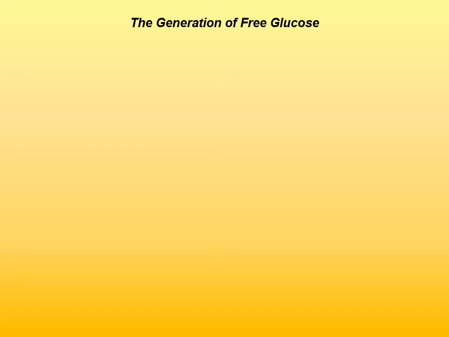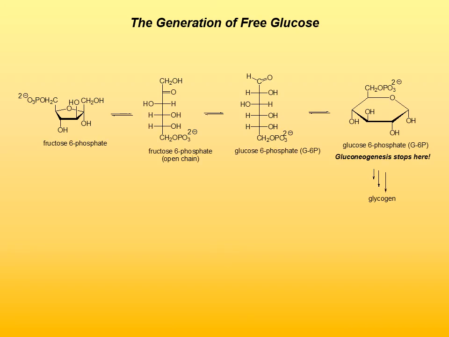Finally, in the final stage, fructose 6-phosphate is isomerized into glucose 6-phosphate. And that's the reverse of glycolysis. This isomerization is the reverse of glycolysis. And actually, gluconeogenesis stops here. So once glucose 6-phosphate is formed, that's the end of gluconeogenesis. Now, glucose 6-phosphate could undergo a number of different transformations. It could participate in a number of different biochemical pathways.